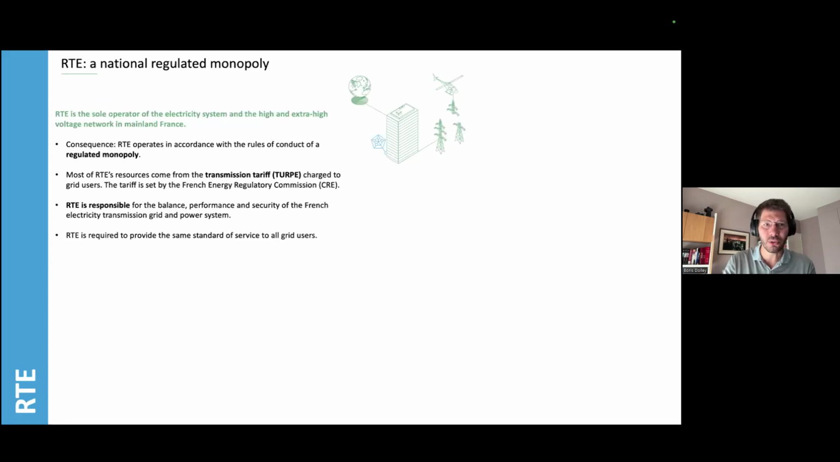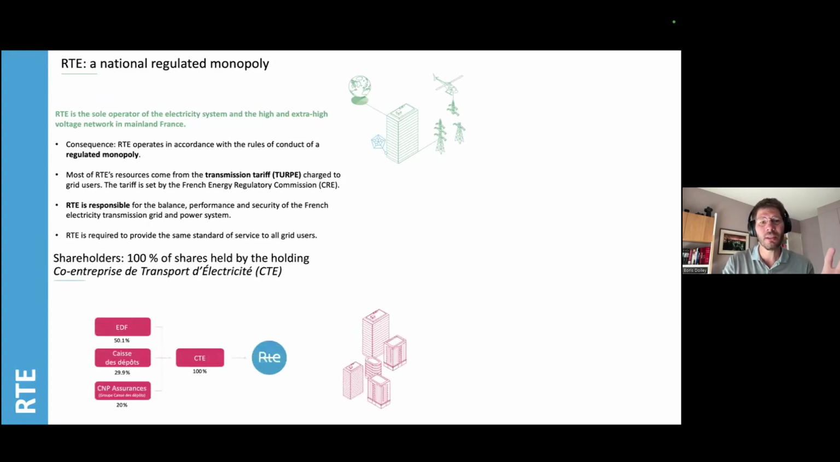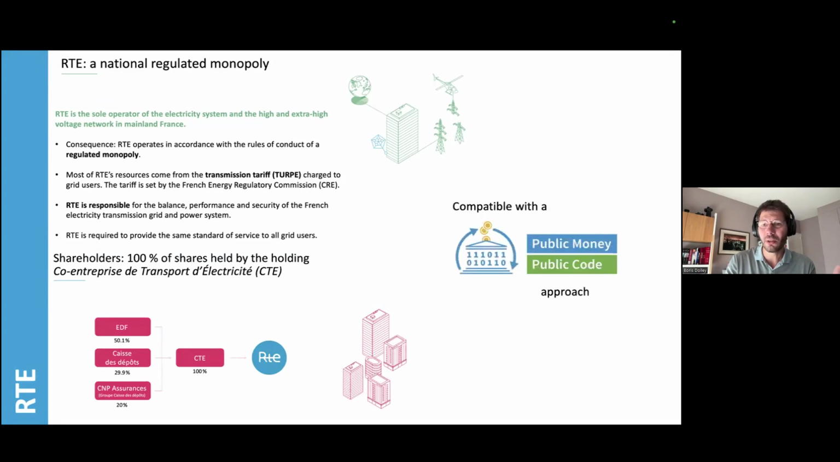We are a national grid, we are a natural monopoly, and so we are regulated. It's important to say that we are 100% publicly owned. And that's why we are compatible with this philosophy. This philosophy comes from the open source and free software world. There's this catchphrase, "public code, public money." We can think the same concerning the data.